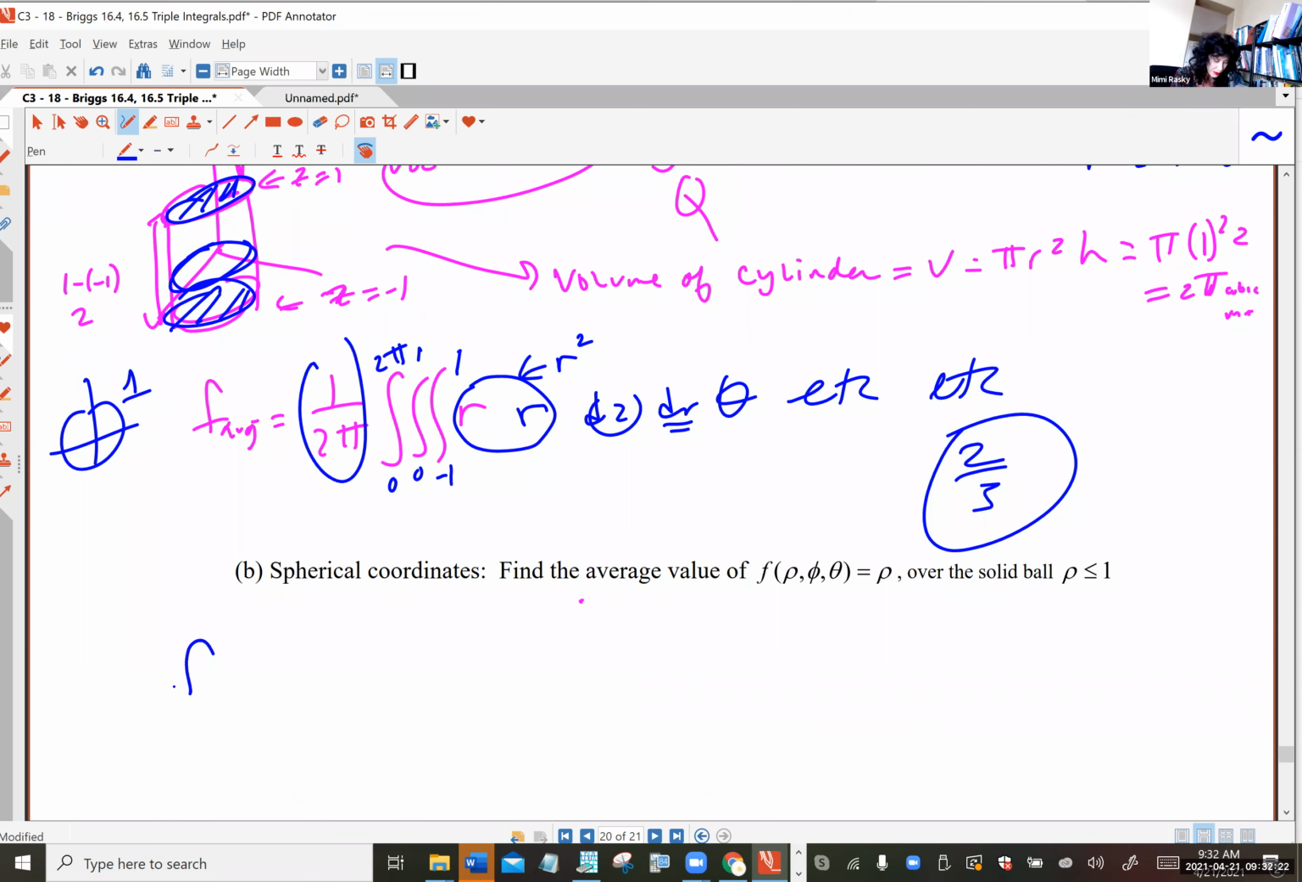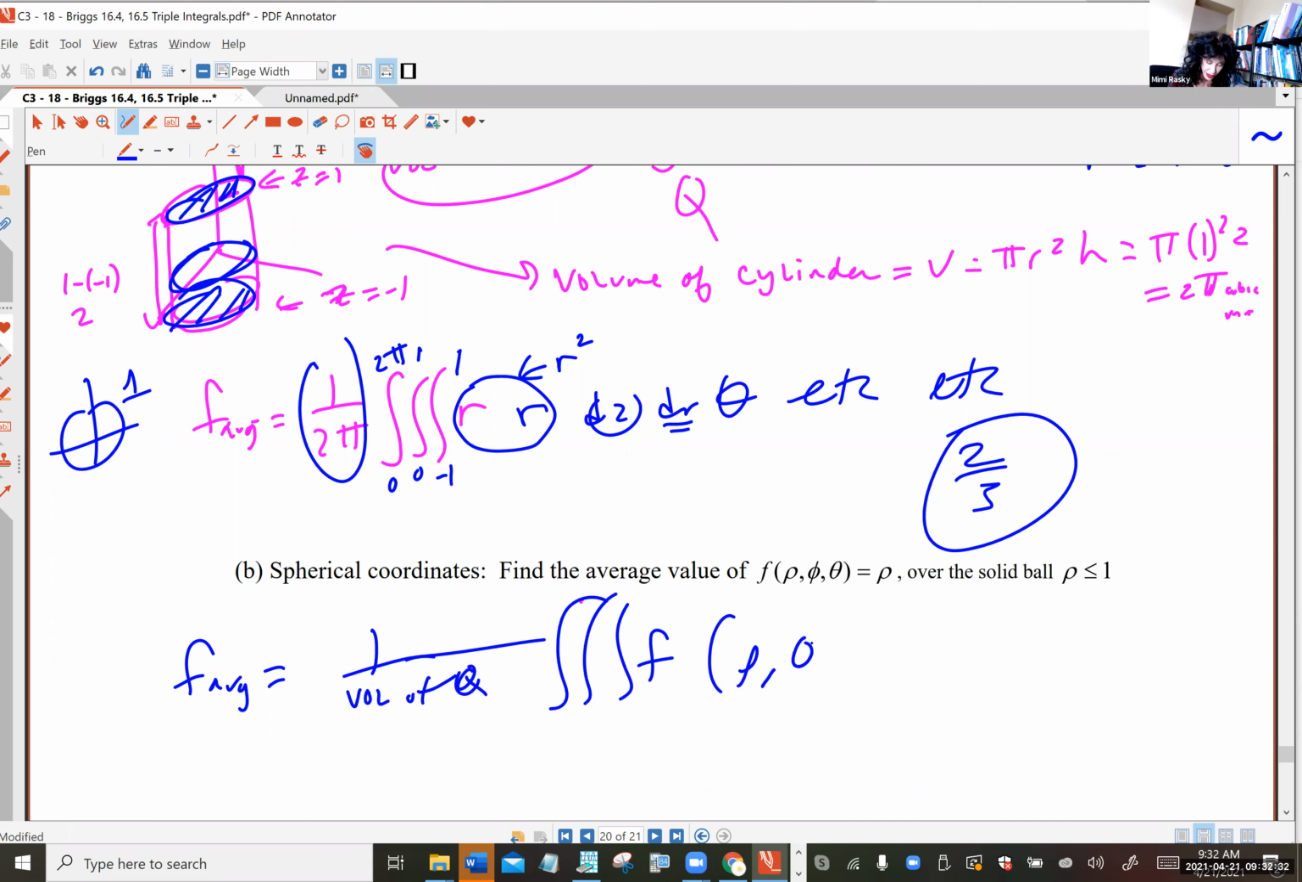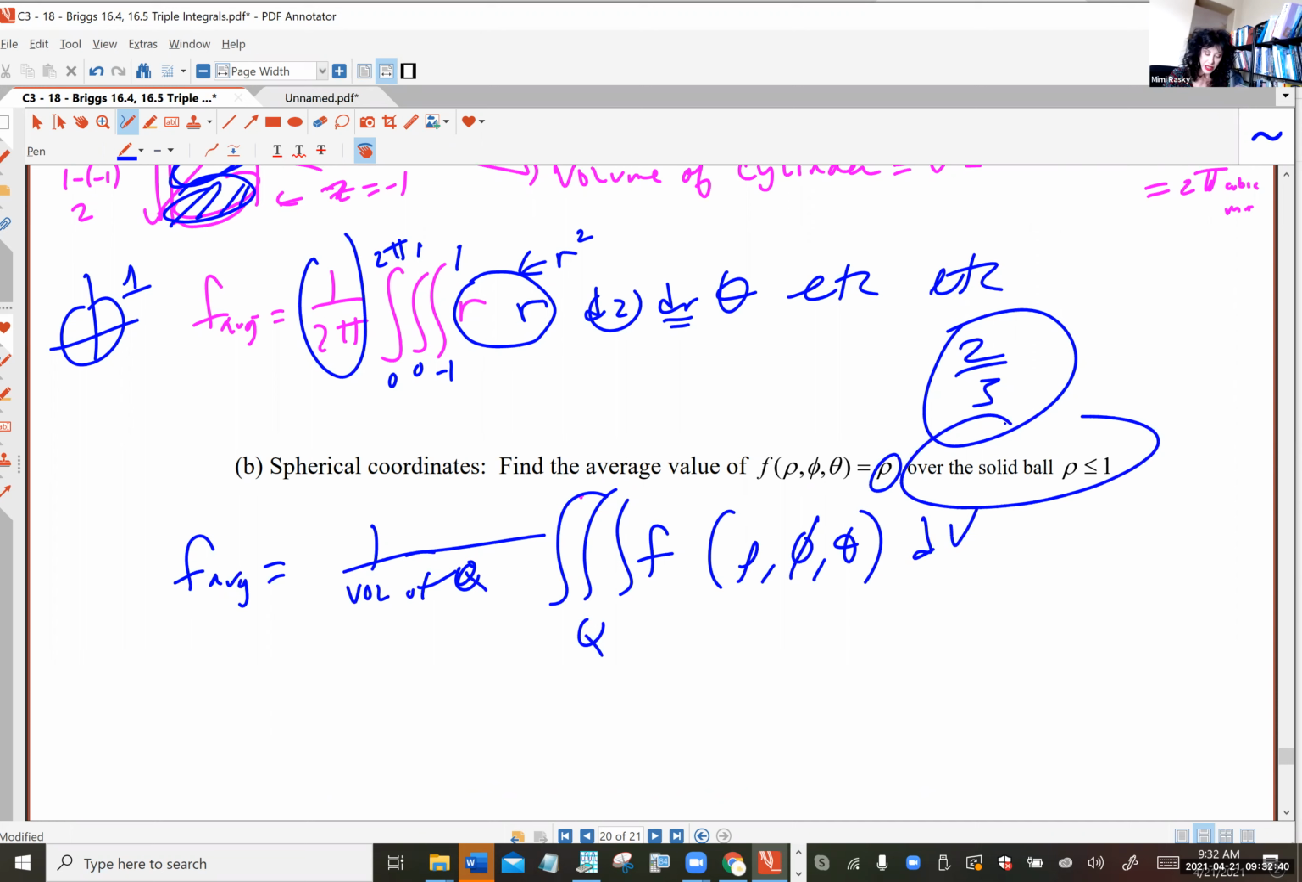Spherical, you're going to use the same formula for finding average value, but here they're going to give you a function f of rho, phi, theta, and they gave it to you. It's just rho. Oh, that's nice. And you'll have a volume element over Q. Now they're telling you that the solid Q is just a solid ball, rho less than or equal to 1. That's a sphere centered at the origin of radius 1. If you graphed rho equals 1, boom, there it is, sphere.